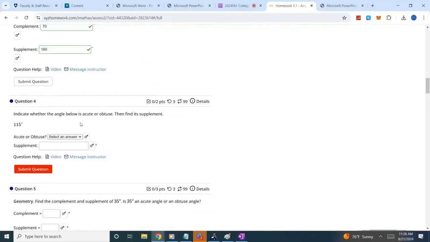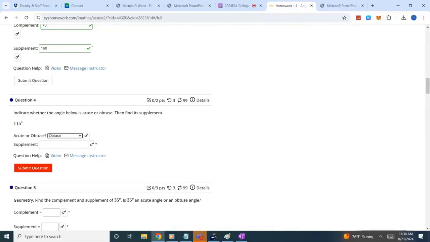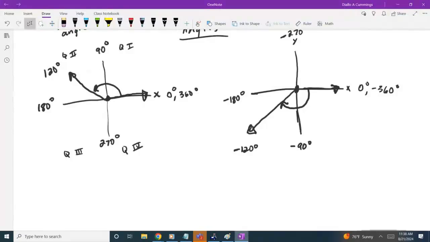Problem number 4, it says indicate whether the angle is acute or obtuse, then find its supplement. So 115 degrees, is that acute or obtuse? Obtuse, right? Obtuse or greater than 90, less than 180. What's its supplement? Okay. So two angles are supplementary if they sum to give you 180, right?